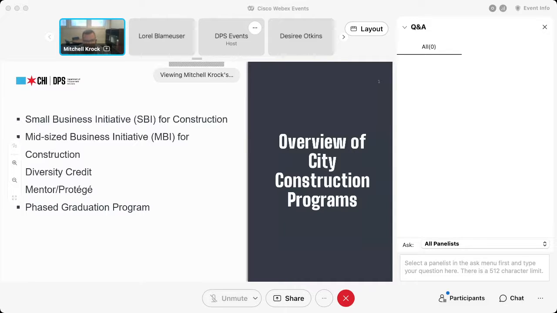Beginning with the programs, these first two bullet points regard programs that give exclusive bidding opportunities to small and mid-sized businesses. The back three on this slide involve minority and women-owned business enterprise compliance plans and ways to maximize participation there.